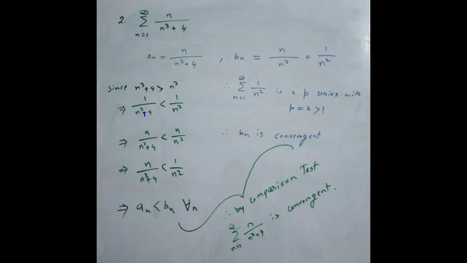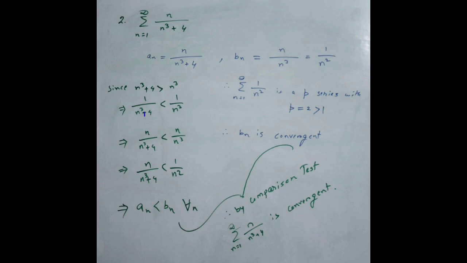Here n by n cubed plus 4. Let a_n equal n by n cubed plus 4 and b_n equal n by n cubed. So n by n cubed equals 1 by n squared. This is a p series with p equal to 2, which is greater than 1, so the series b_n will be a convergent series. Even on the left side we can see that n cubed plus 4 is greater than n cubed, so 1 by n cubed plus 4 is less than 1 by n cubed. So n by n cubed plus 4 is less than n by n cubed, which is 1 by n squared.